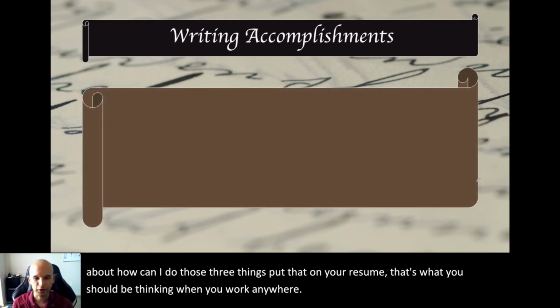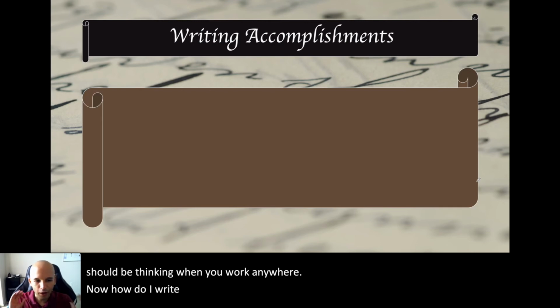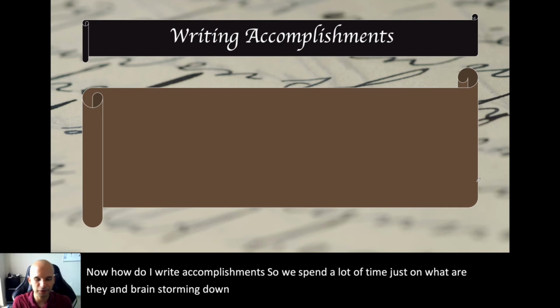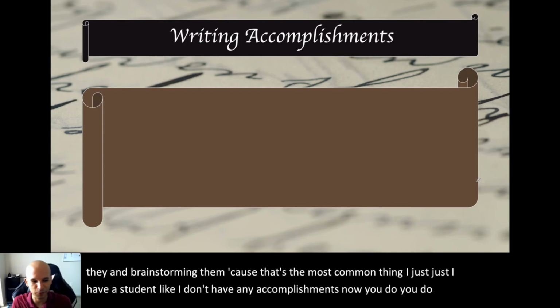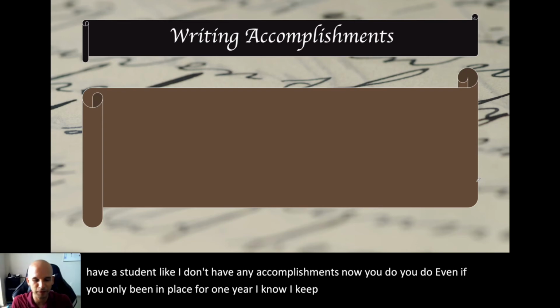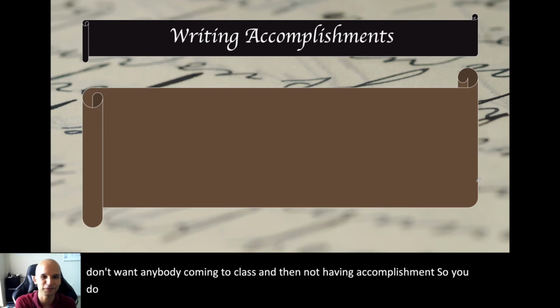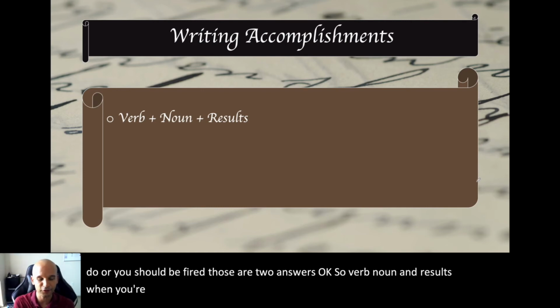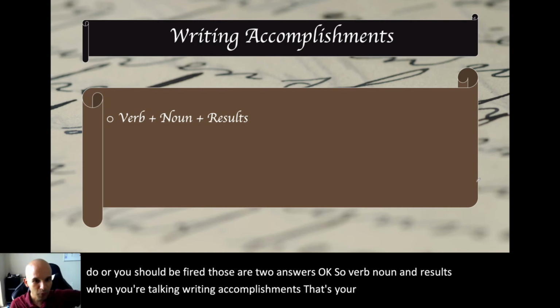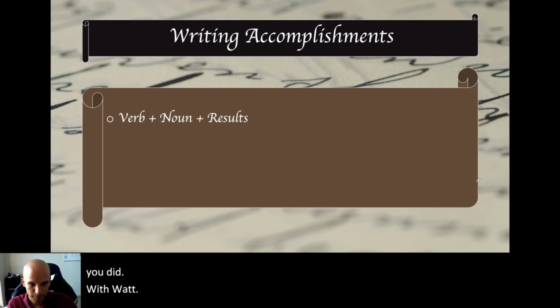Now, how do I write accomplishments? We spend a lot of time just on what they are and brainstorming them because that's the most common thing I have with students, like, I don't have any accomplishments. No, you do. Even if you've only been in one place for 1 year. I know I keep talking about this, but I don't want anybody coming to class and then not having accomplishments. So, verb, noun, and results. When you're writing accomplishments, that's your formula. Tell us what you did, with what, and what the results were.